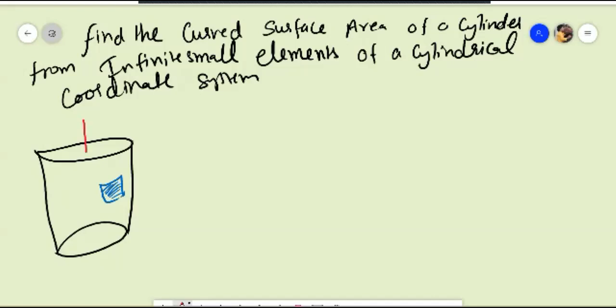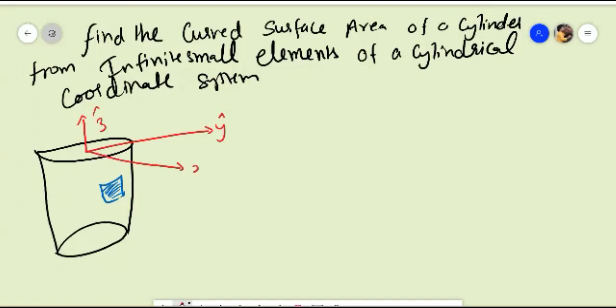So you know that this direction is always z cap, and then this direction here is the y cap, and this direction here is the x cap. Similarly, this is our z cap, we are just replicating it here below also, y cap, and this is our x cap, and therefore we know that this element will be our dz cap, and then this curved element will be our r d phi cap.